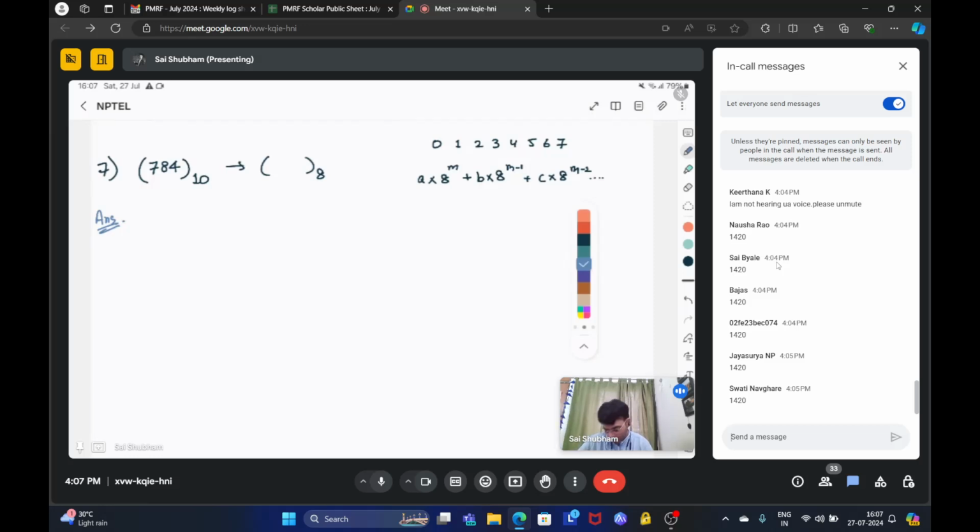So we can use the previous approach. Okay. 784. We have powers of 8. Since this is clearly larger, we cannot use this. Okay. Now we will divide 784 by 512.